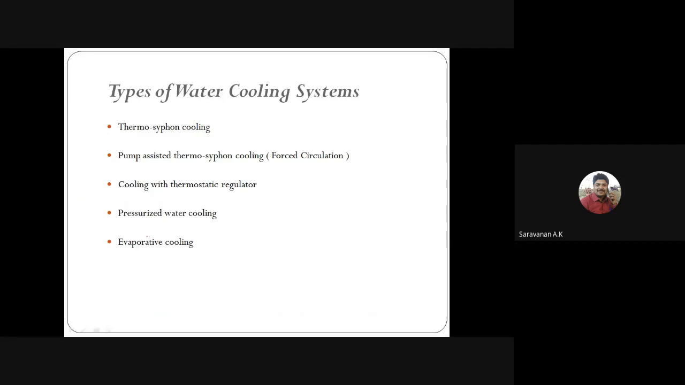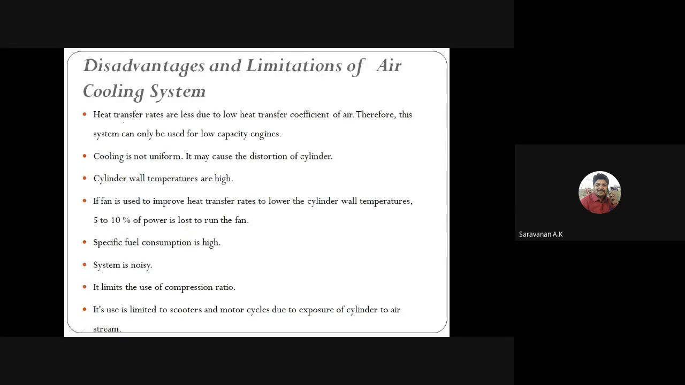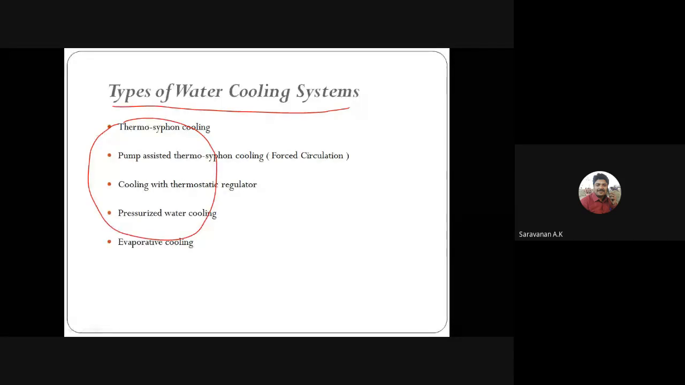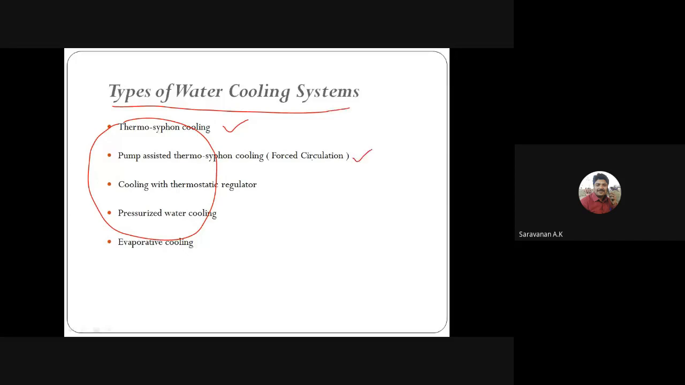Next class, we can see the second one, that is the indirect cooling system or water cooling system. In the indirect cooling system, there are plenty of methods. Once we complete the water cooling system, the entire unit will be over. Every class we can see one cooling method: for the next class the thermosiphon, and for the next class the forced circulation or pump assisted thermosiphon. We have to see these five in the upcoming classes.